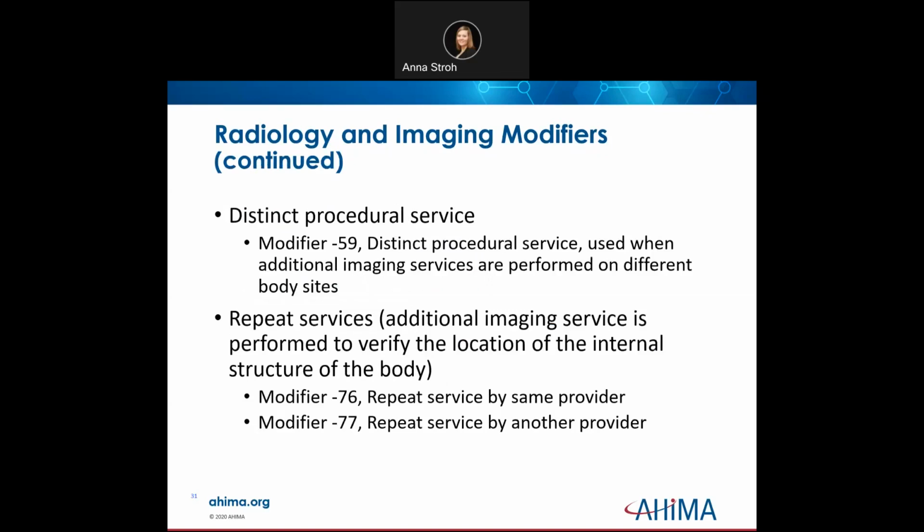We also have repeat services. So this is pretty common. These are additional imaging services performed to verify the location of the internal structure of the body. So for example, modifier 76 can be used for a repeat service by the same provider, or modifier 77, repeat service by another provider. So one way this is used, I can use myself as an example.